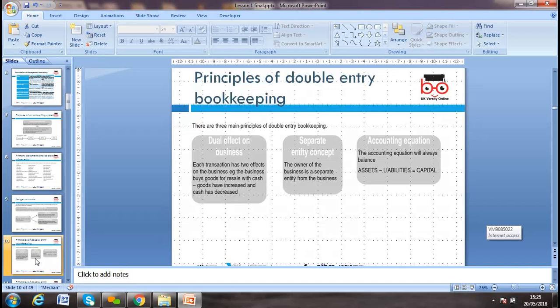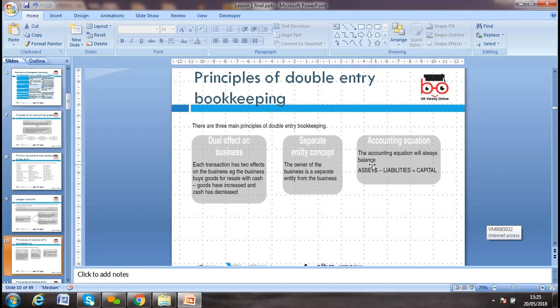Each transaction in accounting follows the principle of double entry bookkeeping, dual effect. If we have a debit, there should be a credit as well. We call this the debit and credit rule, which is double entry bookkeeping. Each transaction has two effects on the business. If the business buys goods for resale with cash, the goods have increased and the cash has decreased. Separate entities means the owner of the business can be treated separately.